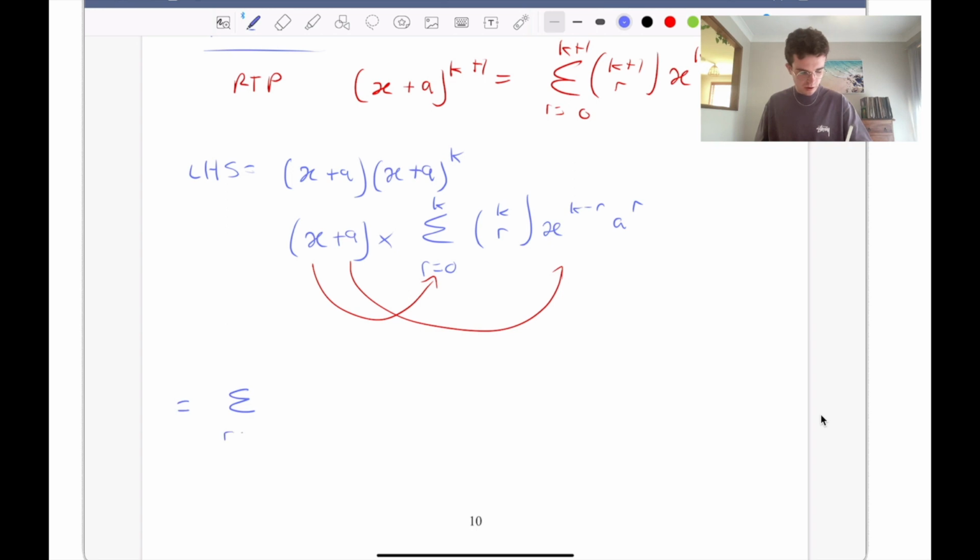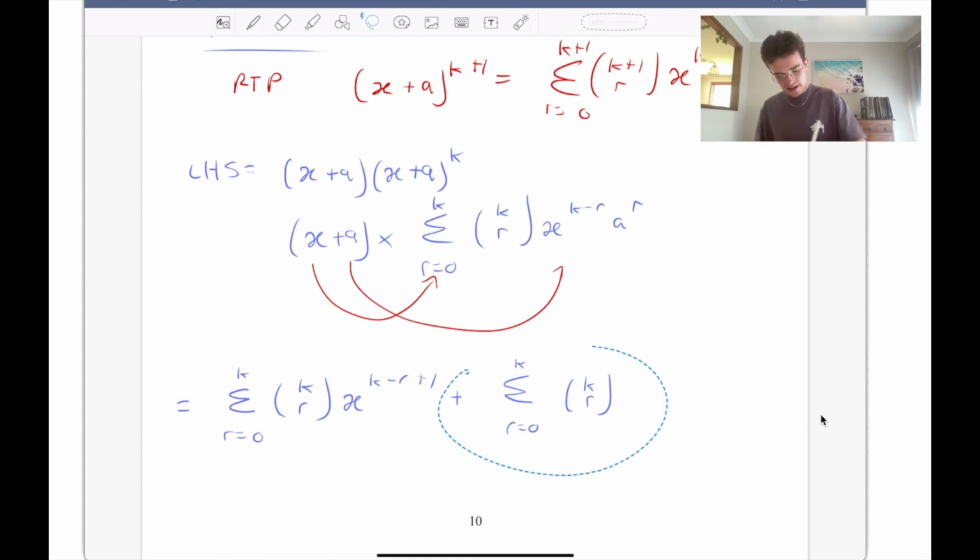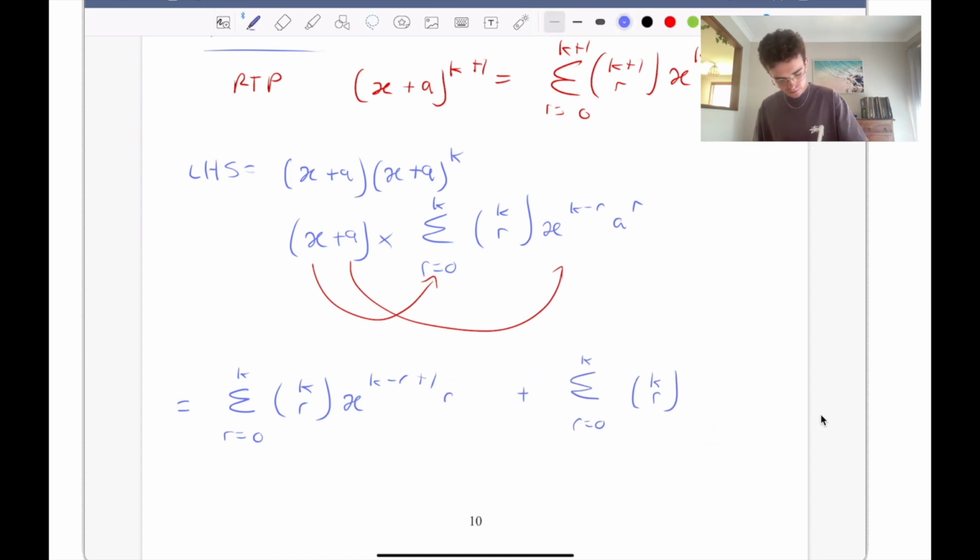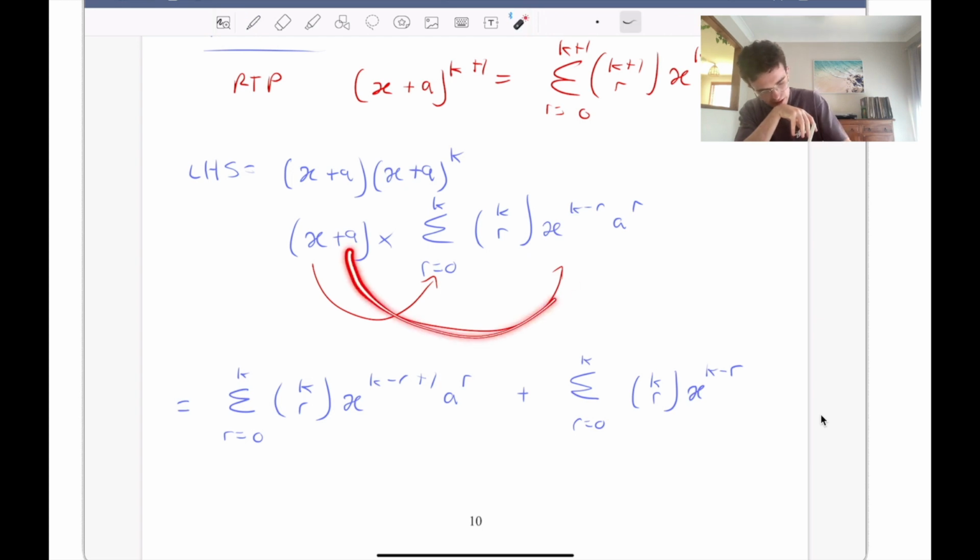the sum from r is 0 to k of k choose r times x to the k minus r plus 1. So we've expanded this x to here and plussed it up to here. Now we're going to expand out the a plus the sum from r is equal to 0 to k of k choose r, and I've actually forgotten an a to the power of r over here, of x to the k minus r. Now we're going to expand out this a and put it up here, r plus 1.